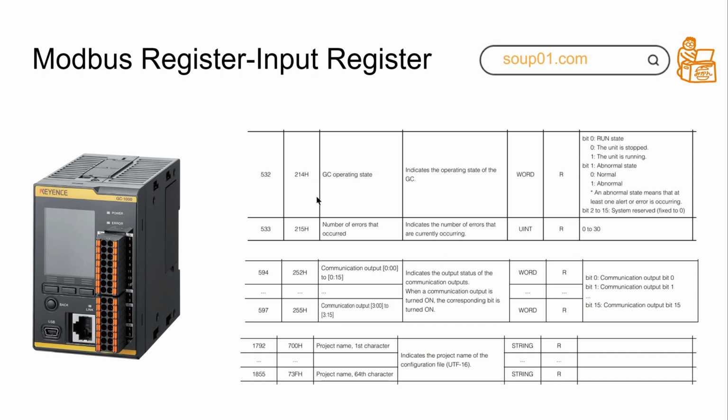For the input register, I choose this T14 to T15. It can get the GC1000 operation status and how many errors are happening now. And this 252 to 255 is the communication output. And this 700 to 73F, you can get the project name.